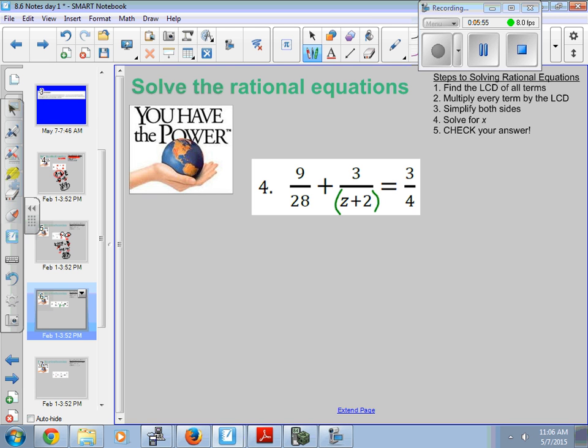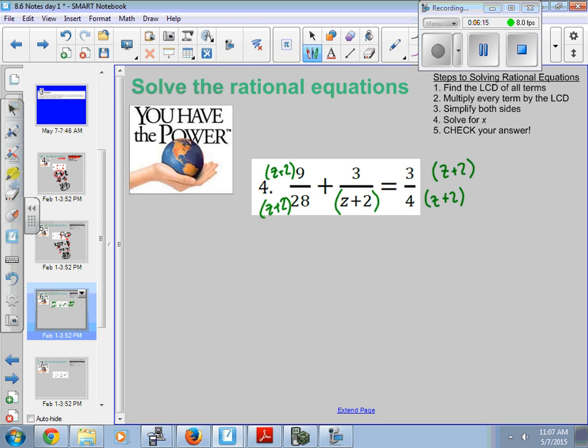Definitely both of these, or all of them, are going to need a z minus 2, so, or z plus 2. So we need to multiply that one by z plus 2. This one also is going to need to get multiplied by z plus 2. And whatever you do to the bottom, you need to do to the top.